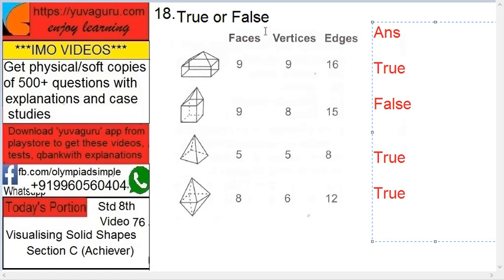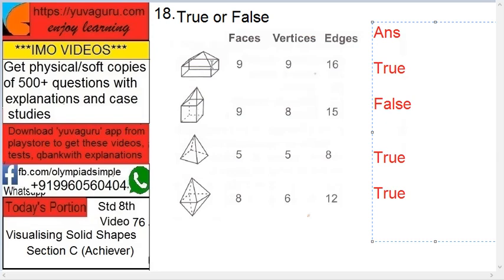Straight true or false means what? These are the images given. These are the faces, vertices and edges. We have to match them. Which one is correct? Which one is wrong? See here, this one. Basically, this and this are both the same. Remember this. The only difference is the height of this base.